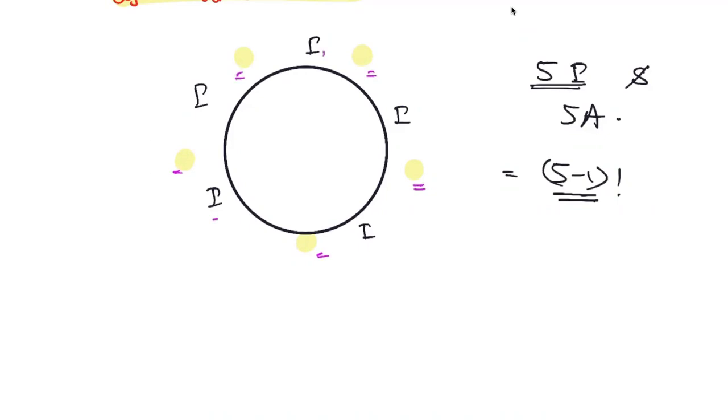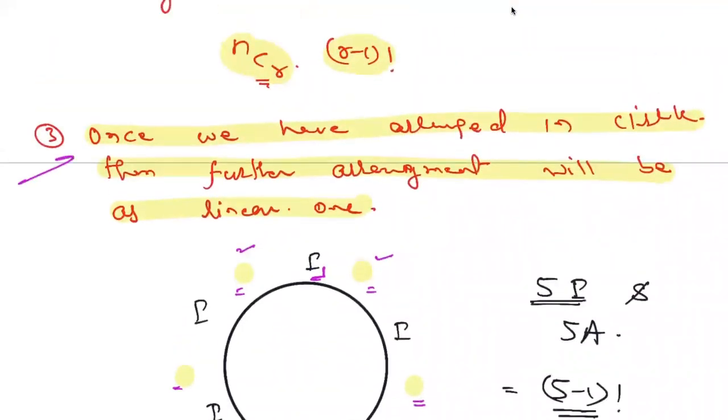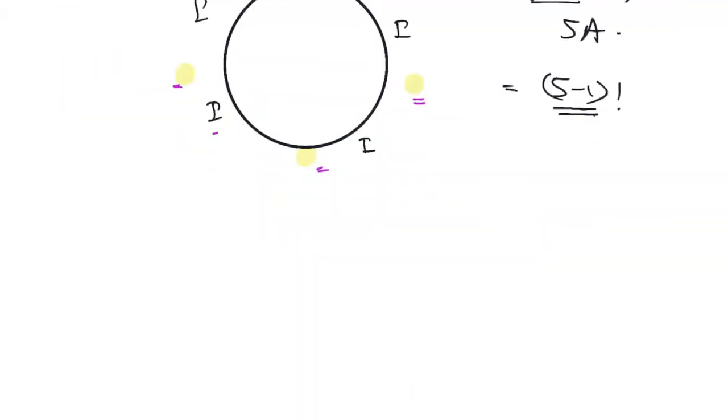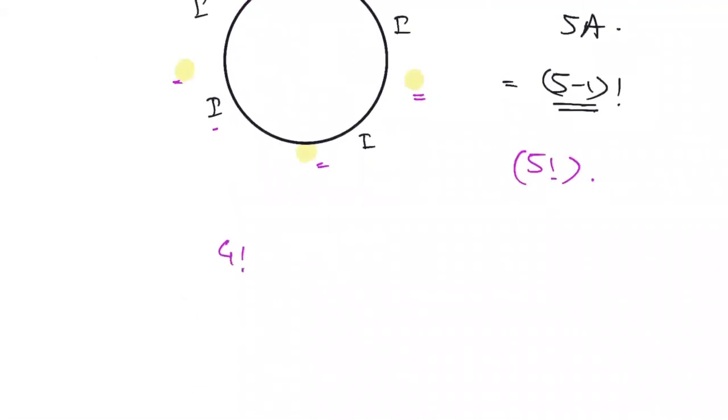We know that if he is Indian 1, then Indian 1's right side is this position, and left side is this position. So the second time when this will go, that's written there. Once we have arranged it in a circle, then further arrangement will be linear only. So this will be factorial 5 ways. So our answer in this case will be factorial 5 into factorial 4.